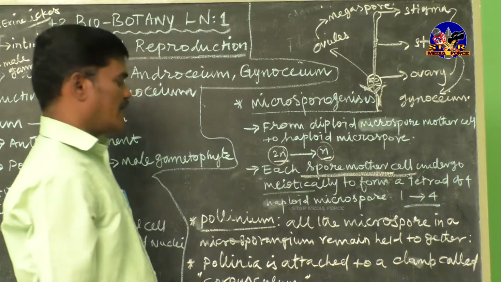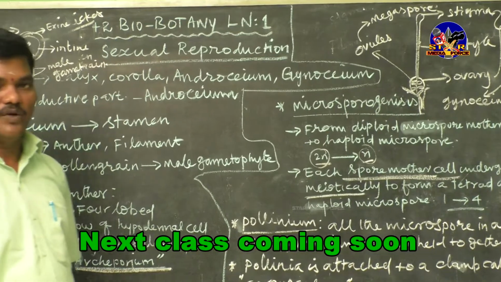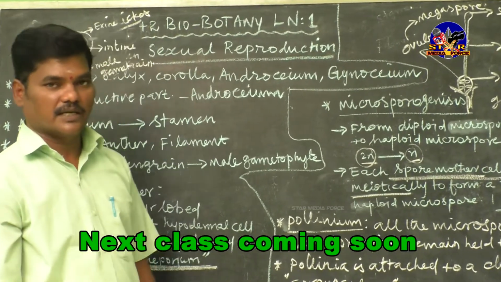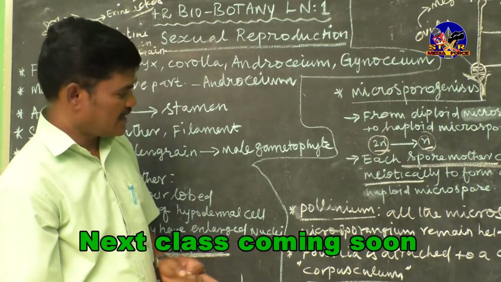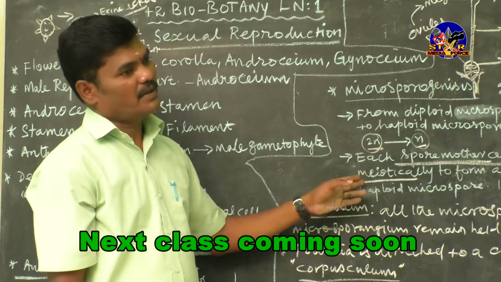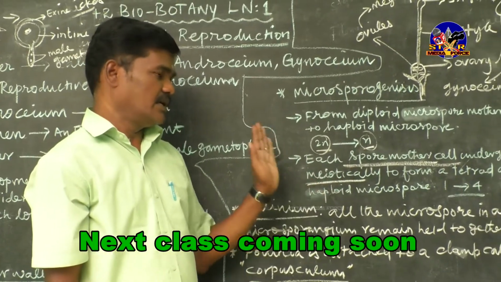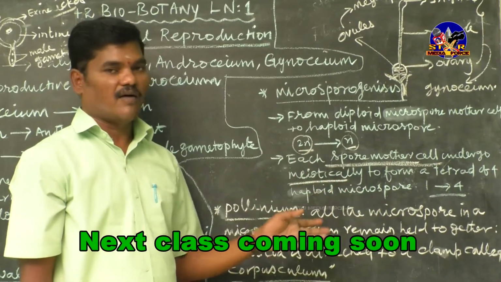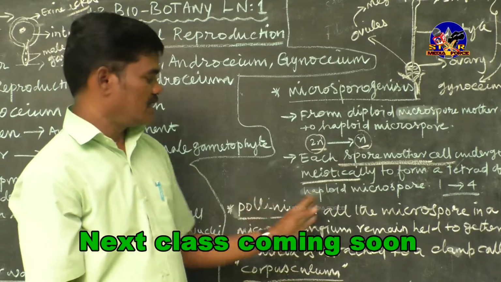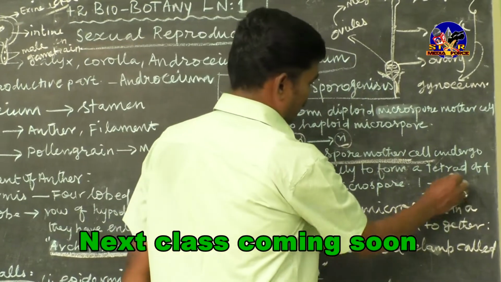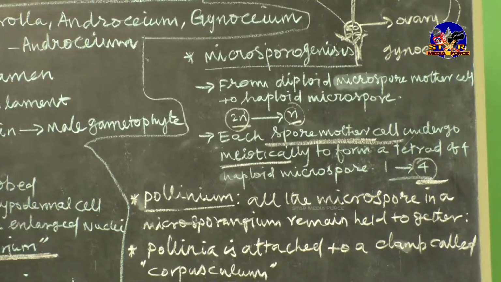Each spore mother cell undergoes meiosis. So 3 types of cell division are there. We know that one is amitotic cell division, mitotic cell division, and meiotic cell division. Meiosis only happens inside the reproductive cells, and after meiosis the daughter cells contain half of the chromosome number. This is very important. So here one spore mother cell is going to produce 4 haploid cells. Keep it in your mind, very important. One more question they will ask.